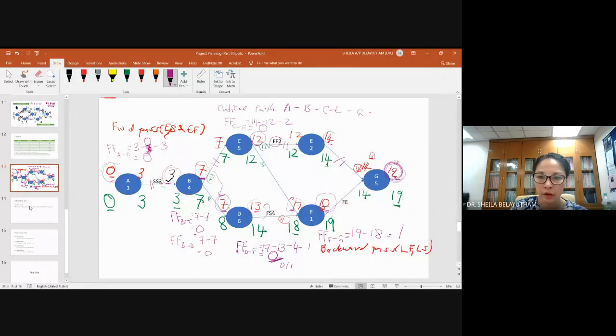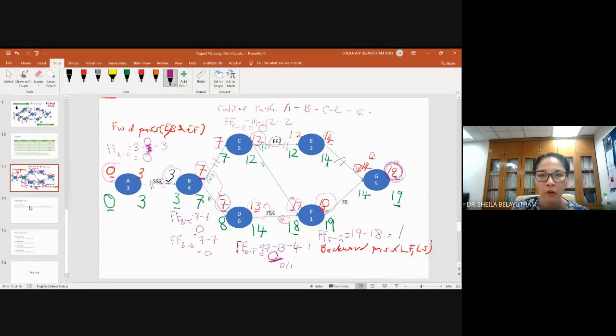You can see your free float for activity D is 0 here, and activity F is 1. So it is either similar to or lower than your total float. It cannot be bigger than your total float. Total float concerns the duration. Any delay on the critical activities will affect the total project duration.